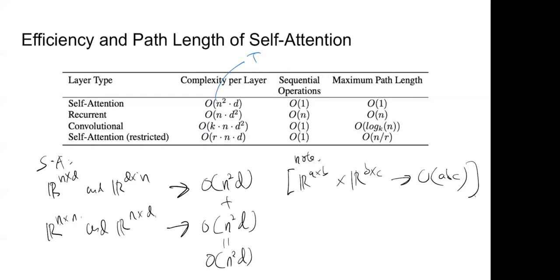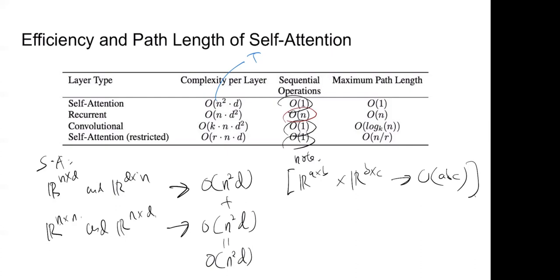And sequential operations is basically how much it can be parallelized. And convolutional neural nets and self-attention are both fully parallelizable. That's why it's O of one. Whereas the recurrent neural net is clearly O of N, because every time step depends on the previous time step.